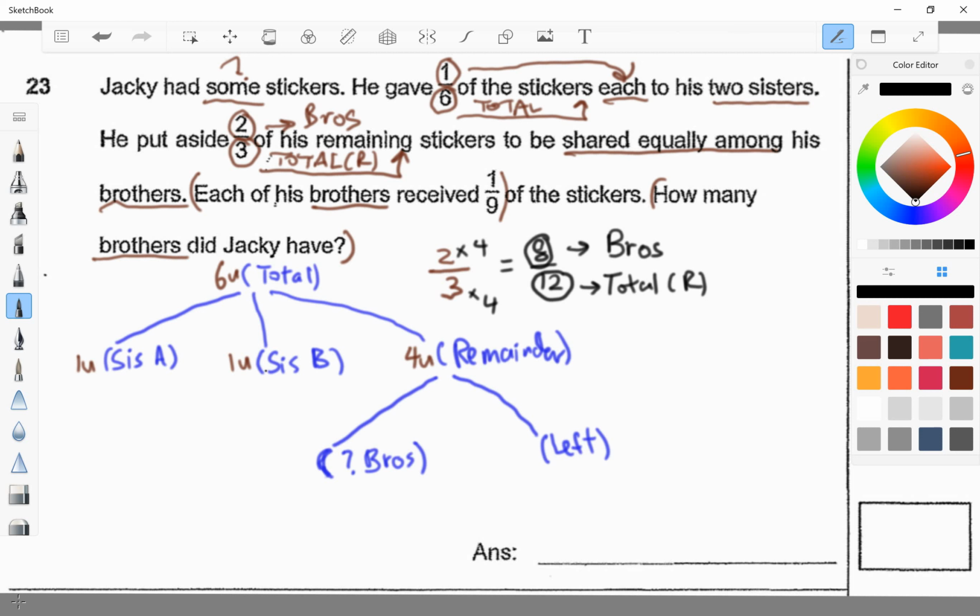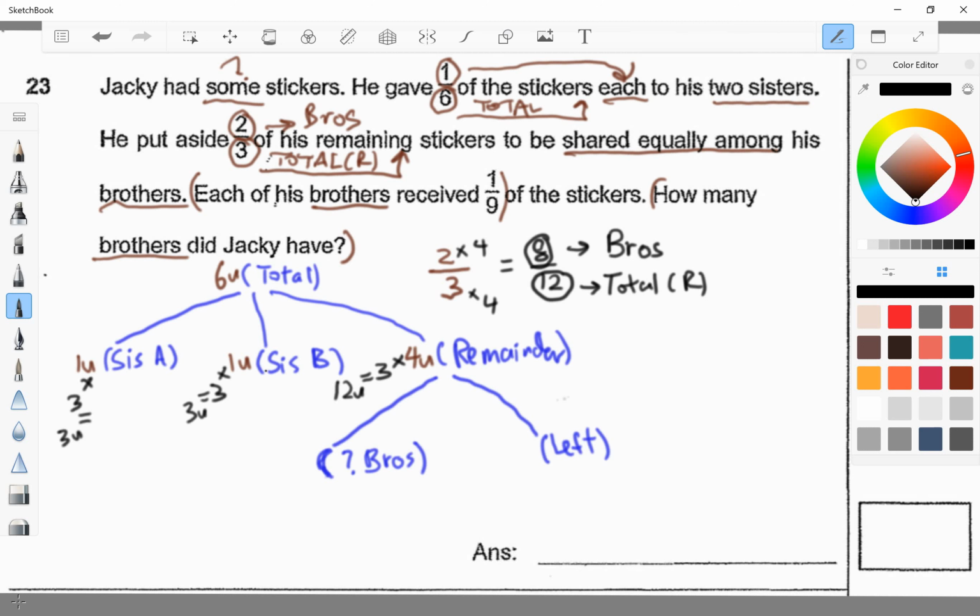And for a branching question like this, if I multiply 4 by 3, I got to do likewise, I got to do the same for the entire layer. Entire layer means I have to ensure that sister B, sister A also multiplied by 3. And in doing so, my remainder became 12 units. Sister A gets 3 units. And sister A and sister B, they both got 3 units.